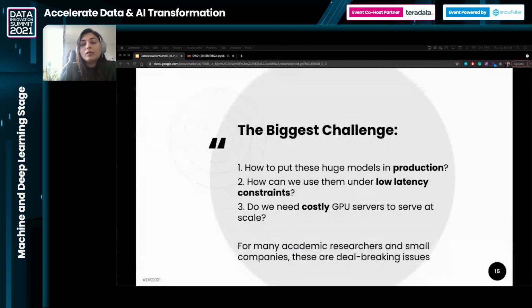Now, that all makes sense, but why are we talking about DistilBERT? The main reason is that the biggest challenge in this space is how you put these huge models into production. If you're not able to use it in production under a low latency constraint, how are you going to utilize it for serving your business purposes? Do we need costly GPU servers to serve at scale? For many academic researchers and small companies, these are deal-breaking issues.